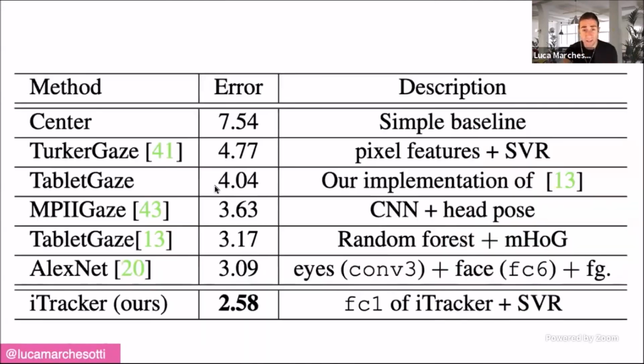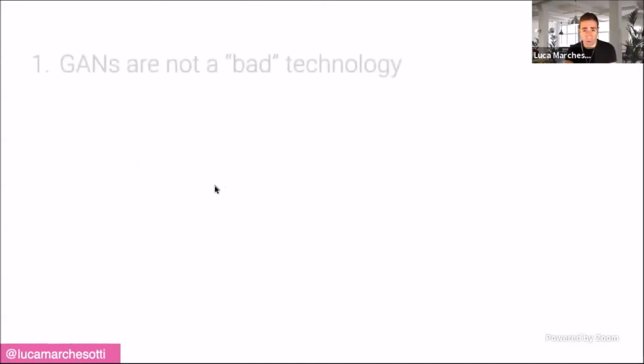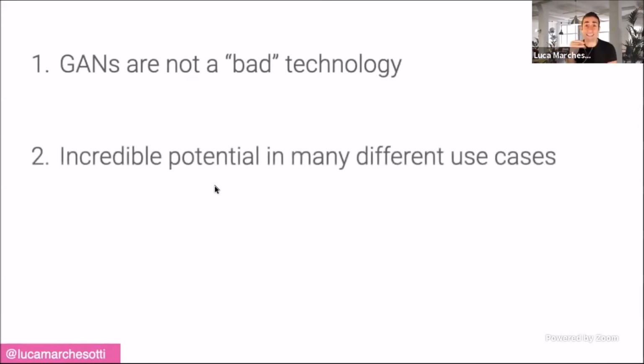All right, guys, I'm going to skip this because we're out of time, the conclusions. So number one, GANs are not a bad technology. Number two, there is incredible potential. And I want you to remember this, incredible potential and a lot of room for improvement on this great technology. And then the fight is not over. As I was mentioning before, there is an awful lot of work going on on both sides, from the forgers and the police.